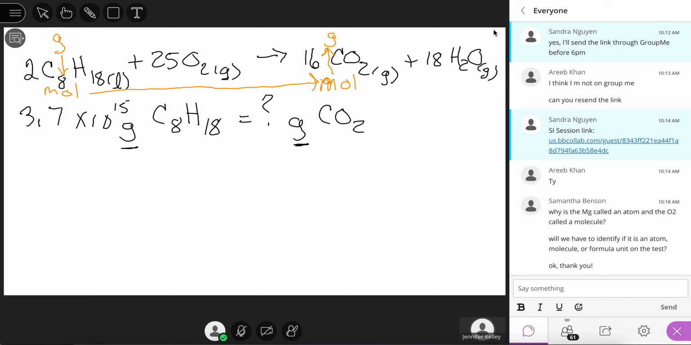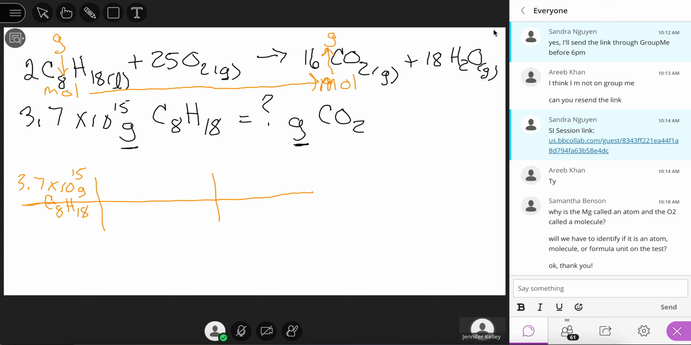And each one of these arrows is going to represent a step. So if I was to draw my little thing here, I have 3 arrows, so I'm going to have 3 steps, so I need to have 3 sections. And to begin with, we're just going to write down the information they gave us. So they gave us 3.7 times 10 to the 15th grams of octane.